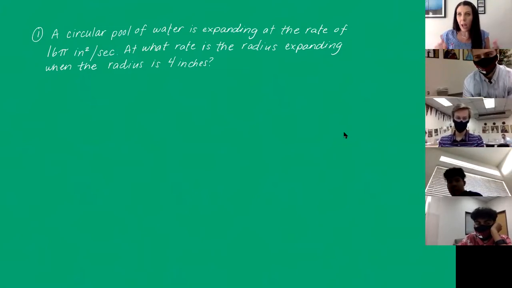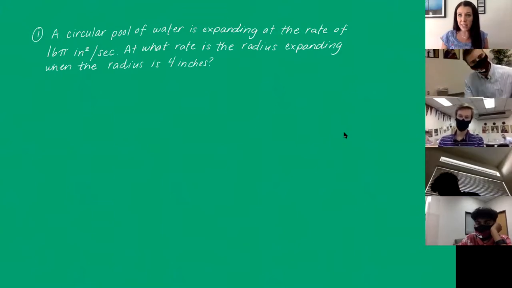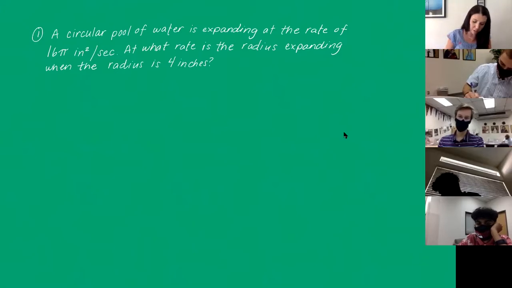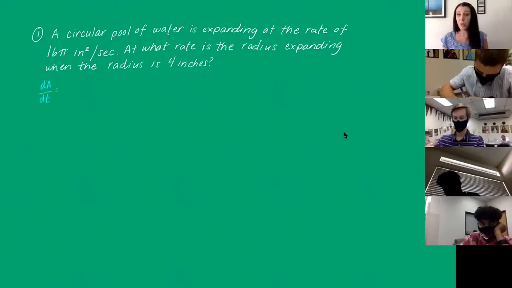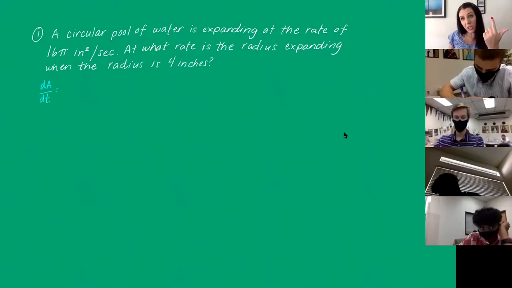Area. Area, perfect. So we have a change in our area divided by seconds. So that means I have a change in area with respect to time. So the first piece of information, and the first thing we're going to write down, is dA over dt is equal to. That means a change in area with respect to time, or over time.